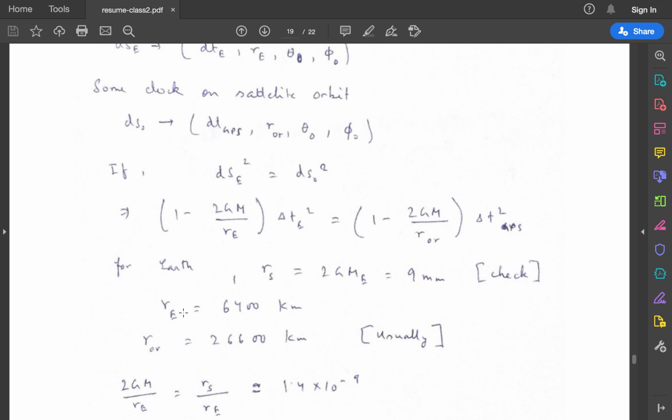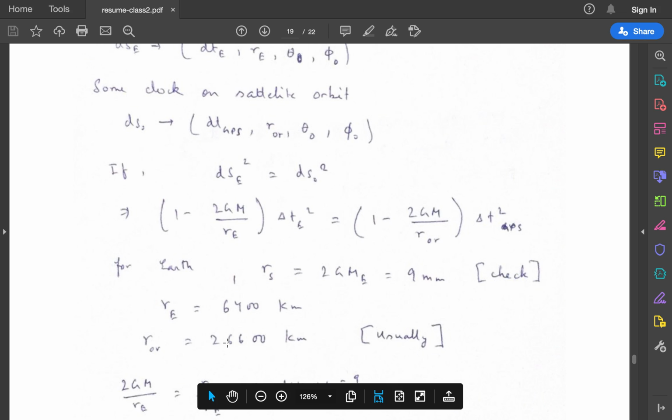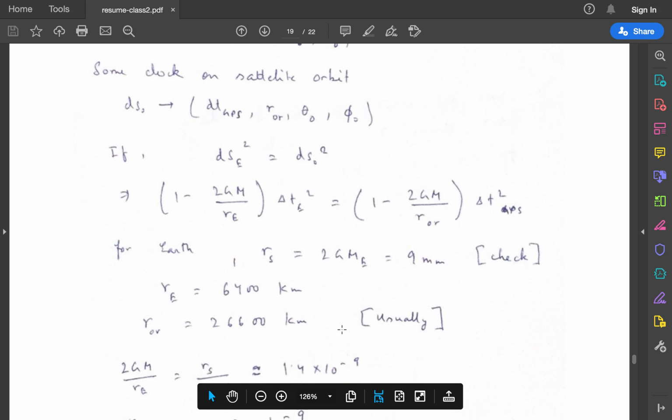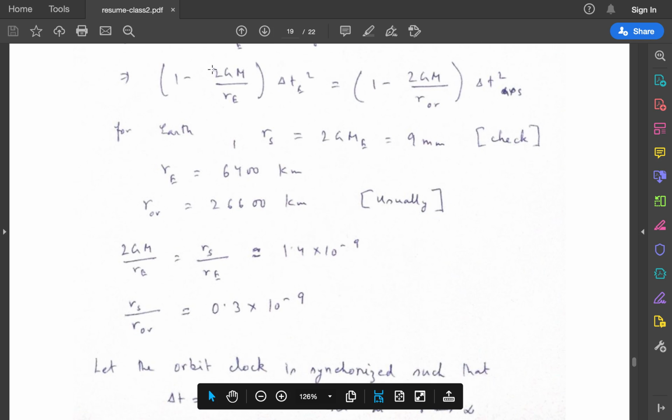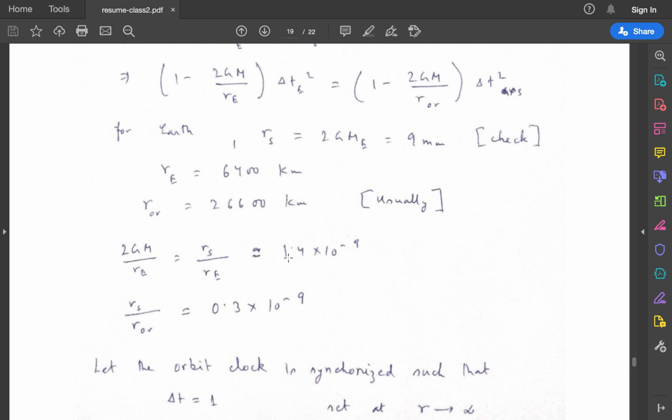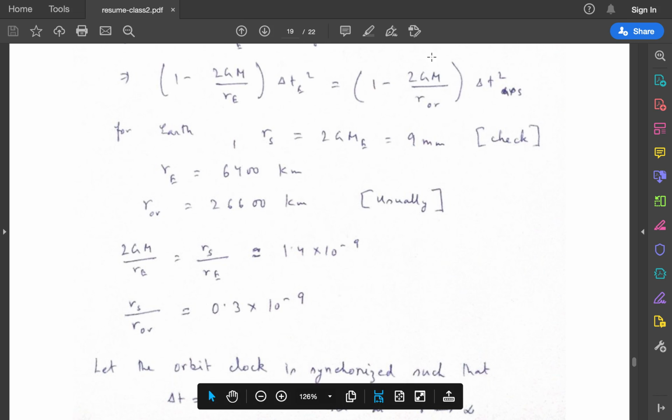Let us assume that the radius of the Earth is 6400 kilometers, and the satellite is orbiting at 26,600 kilometers from the center of the Earth, which is usually the case for orbits. So now if I calculate this factor, it comes out to be of the order of 1.4 times 10 to the minus 9, and this comes out to be 0.03 times 10 to the minus 9.